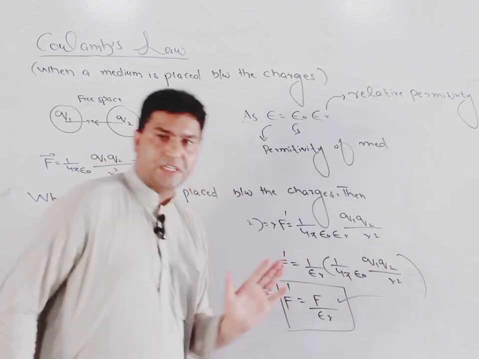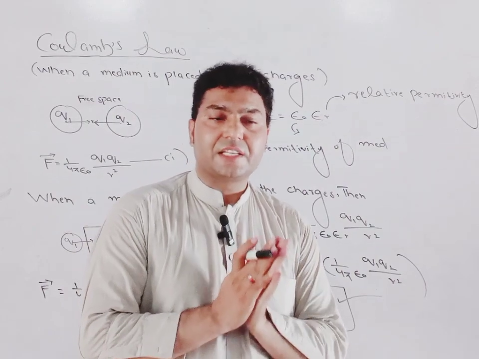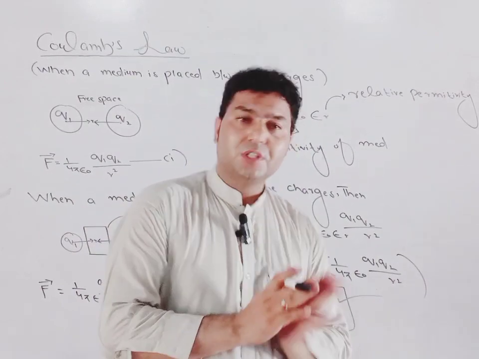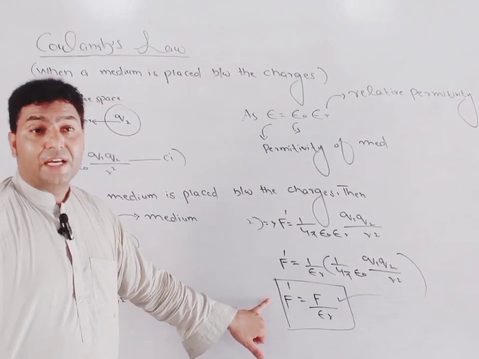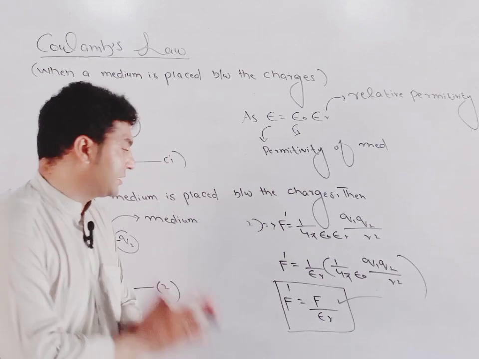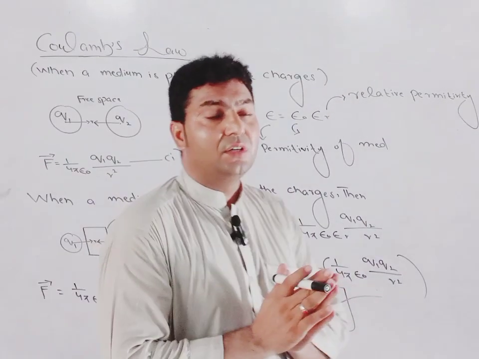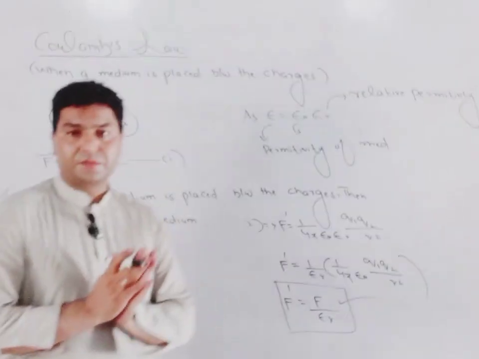So putting the value of F in this equation, we will get the final result: F dash is equal to F divided by epsilon r, which is our required result, Coulomb's law in case of a material medium, where F dash is the electrostatic force when a dielectric material medium is placed between the point charges, and F is the force when there is free space, and epsilon r is the relative permittivity.